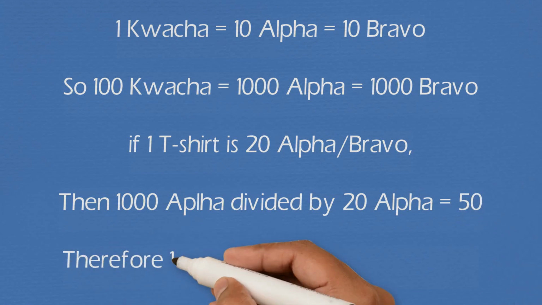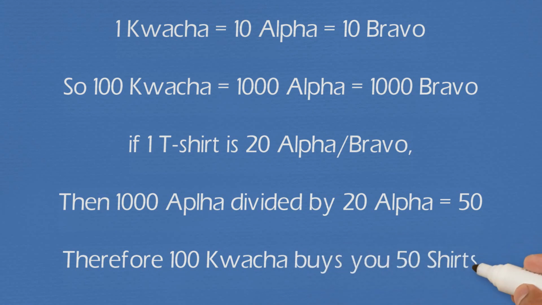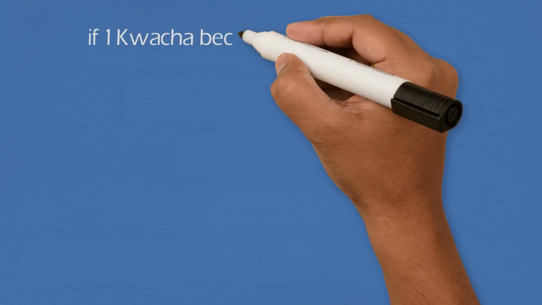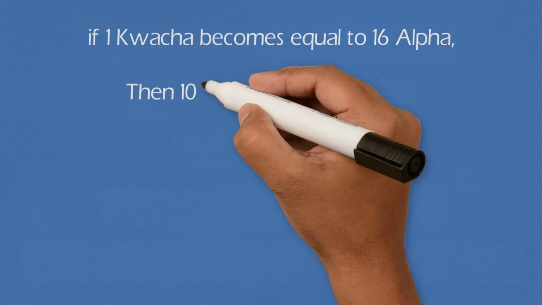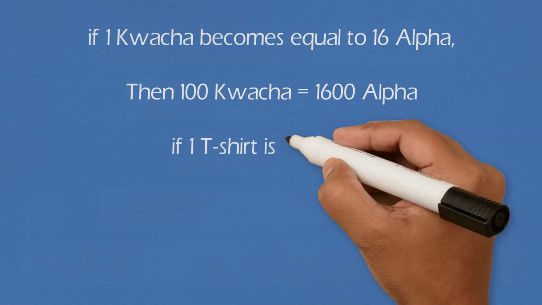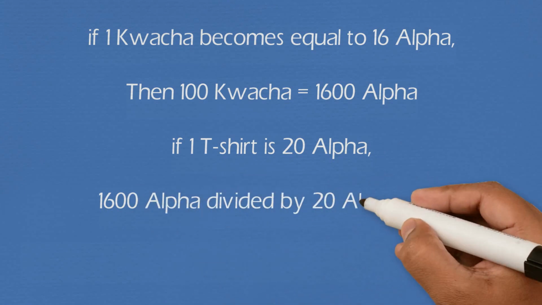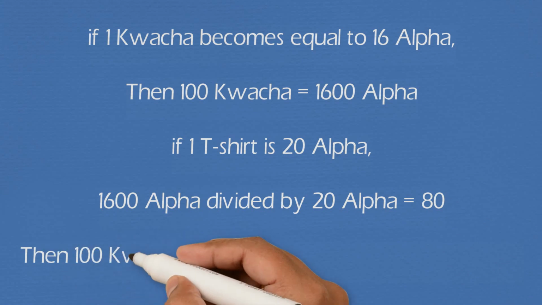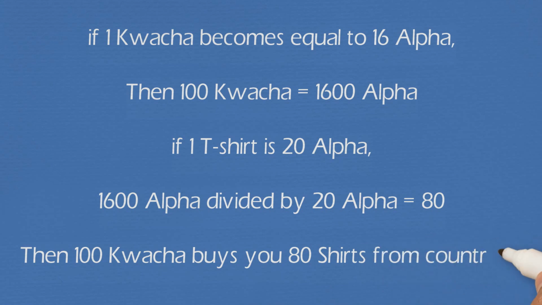So if both countries are selling the t-shirts at the same price of 20 alpha and 20 bravo respectively, it means that whichever country you buy from, you're still going to get 50 t-shirts. So it wouldn't matter which of the two countries that you're going to buy from. Now, if country A were to decide to devalue their currency and the exchange rate goes to 16, it would mean that for one kwacha, you now get 16 alpha instead of the 10 alpha that you got initially. That means that for your initial 100 kwacha, instead of getting 1000 alpha as you did, you now get 1600 alpha. And with this 1600 alpha, instead of now buying 50 shirts like previously, you can now buy 80 shirts.